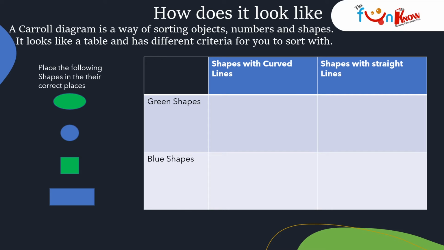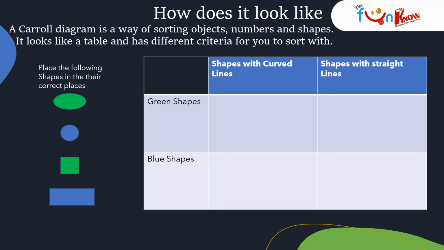So now you will be having a question in your mind. How does the Carroll diagram look? A Carroll diagram is a way of sorting objects, numbers and shapes. It looks like a table that has different criteria for you to sort with. Just look at this table, students.